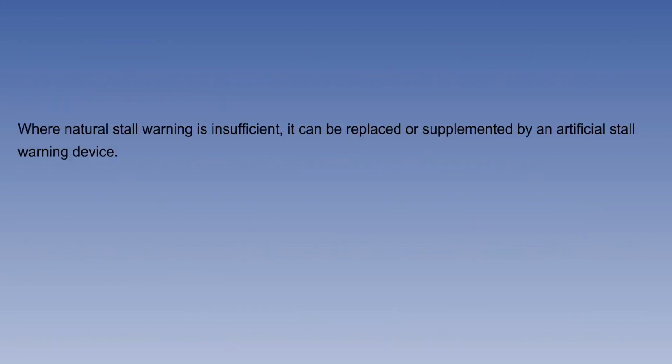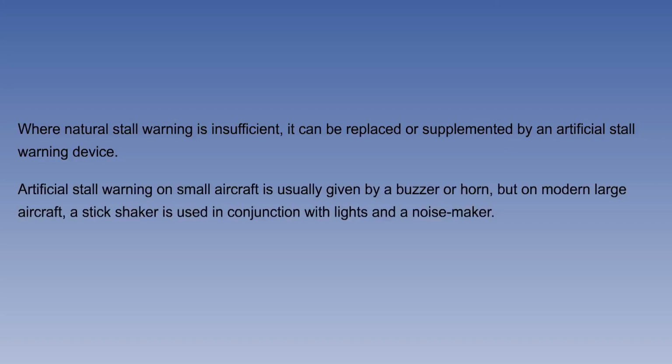It is possible that adequate stall warning will be provided by the airflow separating fairly early and causing buffet over the wing and tail plane, but this is often insufficient, and so a device which simulates or substitutes for aerodynamic buffet is usually fitted. Artificial stall warning on small aircraft is usually given by a buzzer or horn, but on modern large aircraft a stick shaker is used in conjunction with lights and a noisemaker.